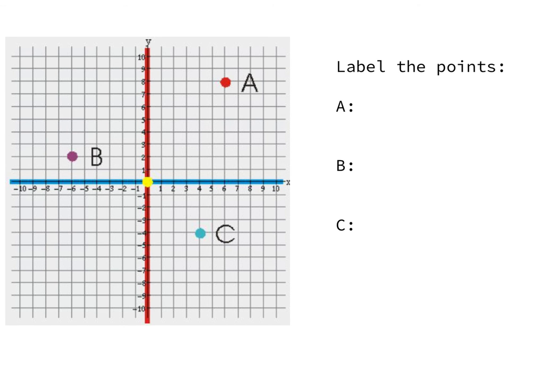Now try and label the points for A, B, C. Pause your video, try and label the points, and then press play. So these would be the coordinates or ordered pairs for the points A, B, C.